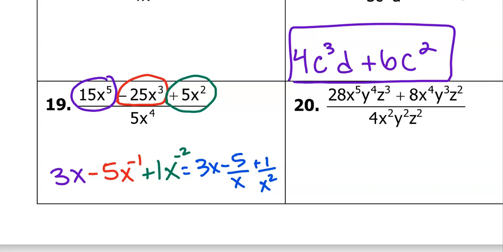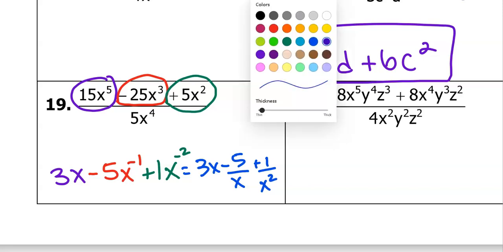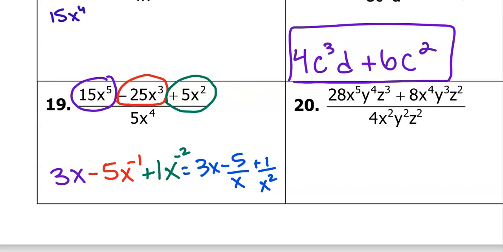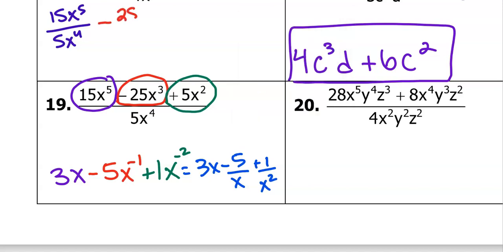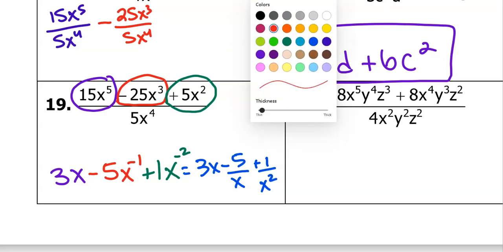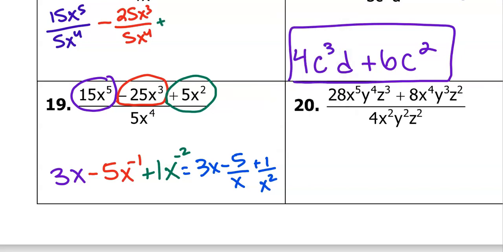Because my first term doesn't have anything negative. They are 3 individual pieces. When we break it up, it is 15x to the fifth divided by 5x to the fourth by itself. And then next to that, we have minus 25x cubed over 5x to the fourth. So they're each being divided separately by the same denominator. Then we have 5x squared over 5x to the fourth. Like that. So they're 3 individual pieces.